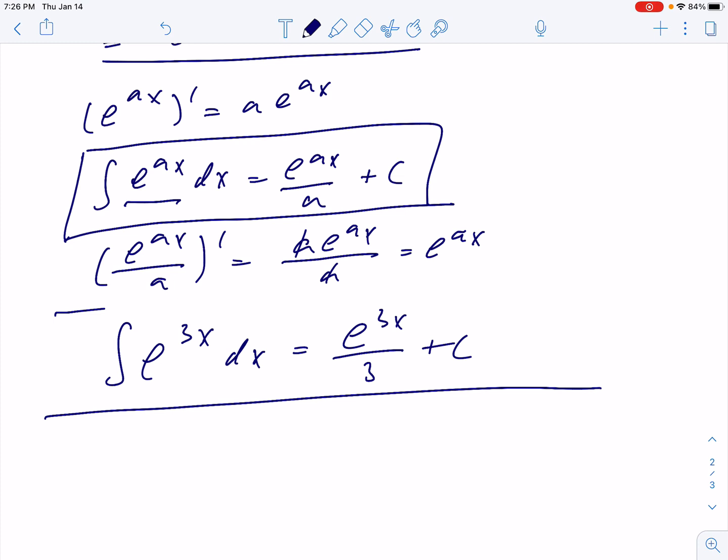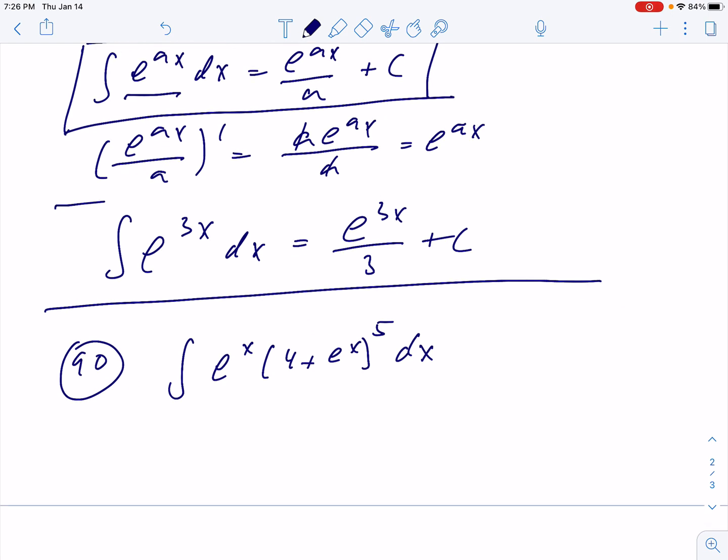Now, let's do example 90. This is the integral of e^x times (4 plus e^x) to the fifth power dx. Now, expanding this fifth power is possible but not desirable. That will be a long expression, very unpleasant work.